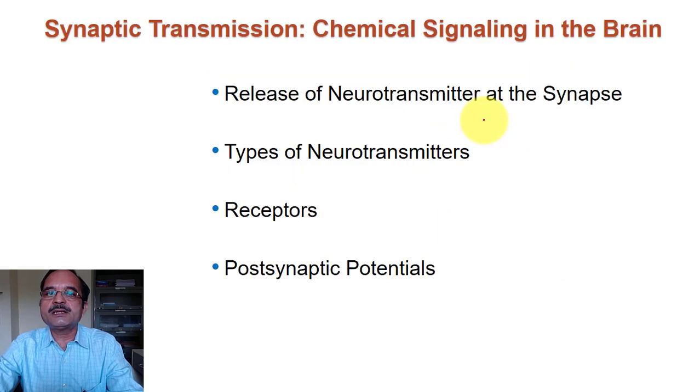This we have discussed last time already. Some chemicals are released in the form of neurotransmitters at the synapse. The two types of neurotransmission, what I told you earlier, the electrical one and the chemical one.